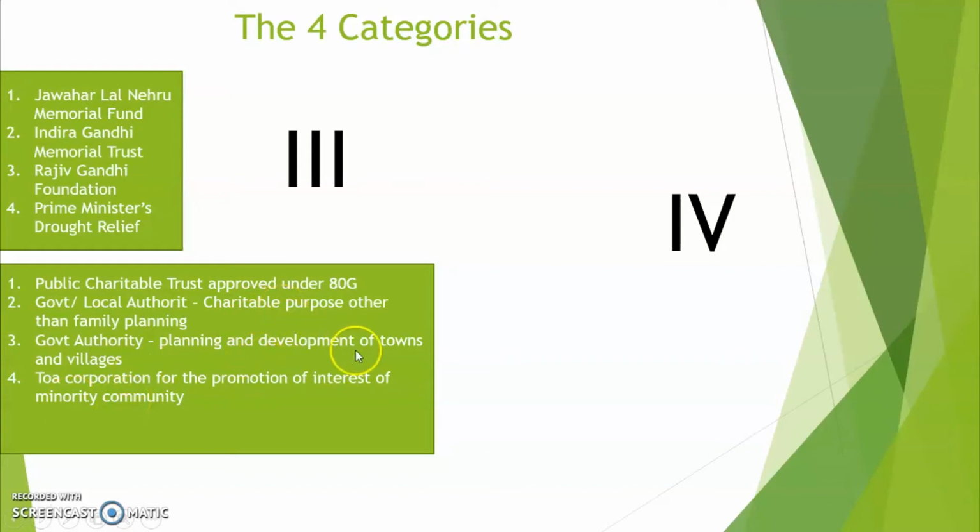So, charitable purpose, development of towns, minority community, and finally, temple, church, gurudwara, mosque, or any other place of worship for the purpose of renovation or repair. Got it? For the purpose of renovation or repair. So public charitable trust, other than family planning, towns and villages development, minority community development, and temple, church, gurudwara, mosque, or any other place of worship for the purpose of renovation or repair would fall under category 2. Now let's check category 3. So category 2 is the category wherein we get how much?